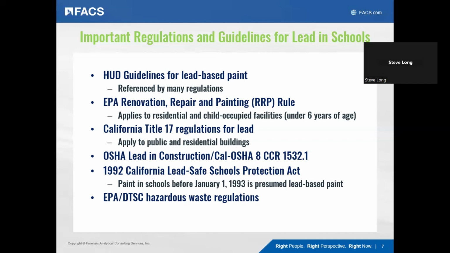Again, in California, we have the 1992 California Lead Safe Schools Protection Act. One of the key provisions there that is more protective than most is that paint in schools applied before January 1st, 1993 is presumed to be lead-based paint. So this is a protective assumption, whereas most regulatory standards you're going to see in other states and federally use a cutoff year of 1978.